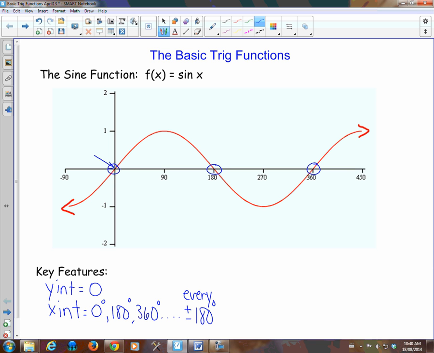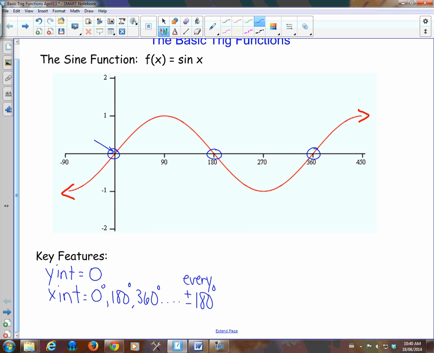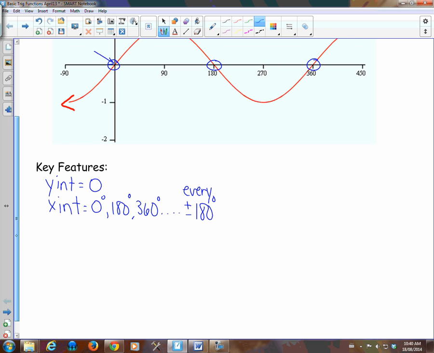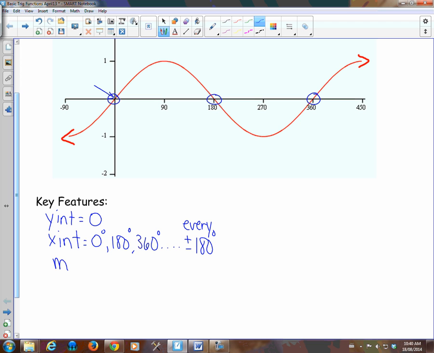Other key features would be maximum and minimum values. That's high and low points. So our maximum is +1 and our minimum is -1. The highest point is +1 and the lowest point is -1. So those are all key features to the graph of the sine function. And if you haven't figured it out, the sine function is repetitive. It keeps repeating the same shape over and over again.